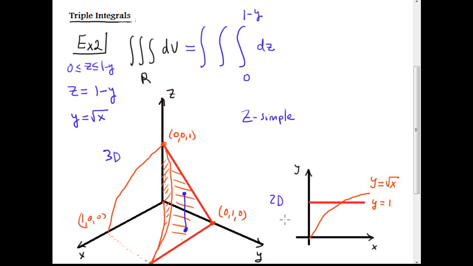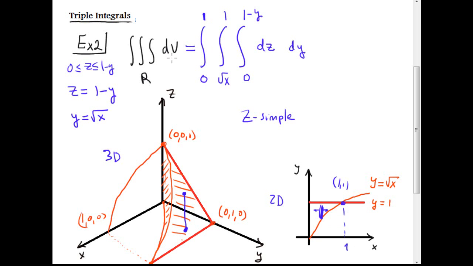Suppose now I go to the 2D. In 2D I make a decision to integrate in this direction. So I go dy, and dy will go from the square root x to 1. And finally we extend it in that direction, this point is the point 1,1. This is from 0 to 1.